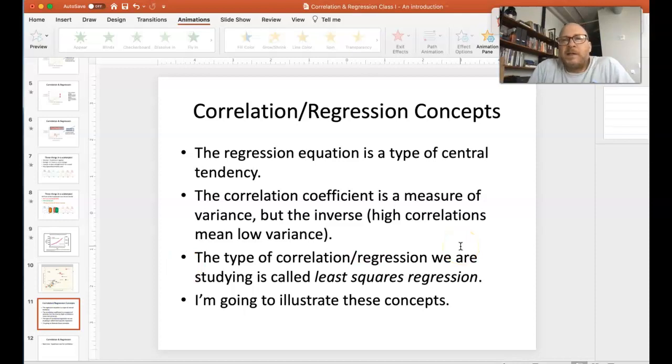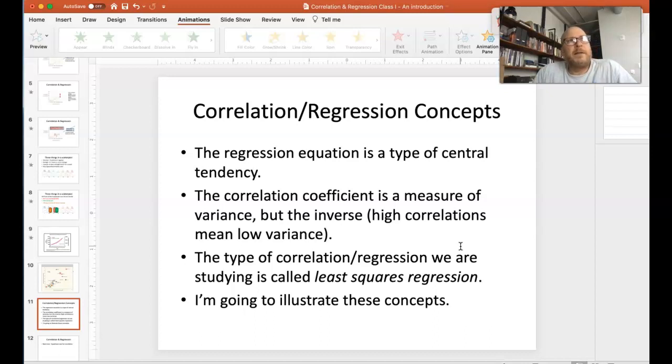All right, to summarize, what we've done here is I've shown you that regression is a type of central tendency. It's kind of like an average that moves. As the x changes, the average value of y can change too. The correlation coefficient measures variability, but it's like the opposite of variance. So high correlation means low variance. And instead of the variance around the mean, it's variance around the regression line. Okay. So we have central tendency and variability there.